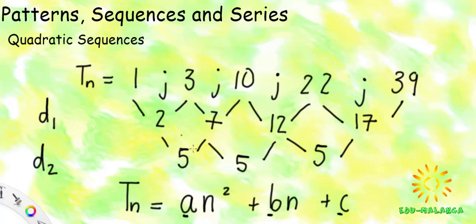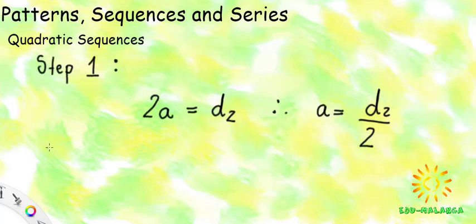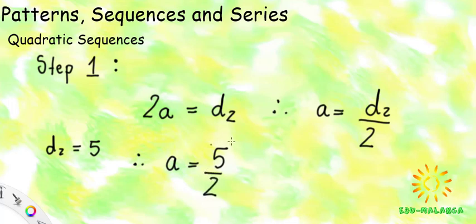Let's come back to when we did this calculation to make sure that we're looking at a quadratic sequence. Our d2 is equal to 5. So we'll say d2 is equal to 5. Therefore, a is equal to 5 over 2. Okay, we'll leave it as this, and we've now solved for a.